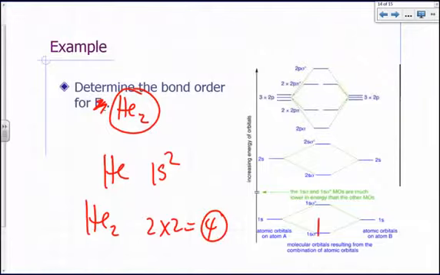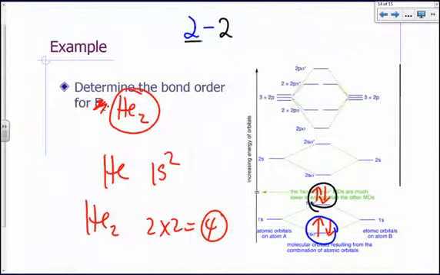So we assign the first 2 electrons in the 1s sigma molecular orbital, which is a bonding orbital, and then the next 2 electrons would be in the anti-bonding 1s sigma star orbital. So you have 2 bonding electrons minus 2 anti-bonding electrons divided by 2. That gives you a bond order of 0. So we don't expect the He2 molecule to be stable according to molecular orbital theory.